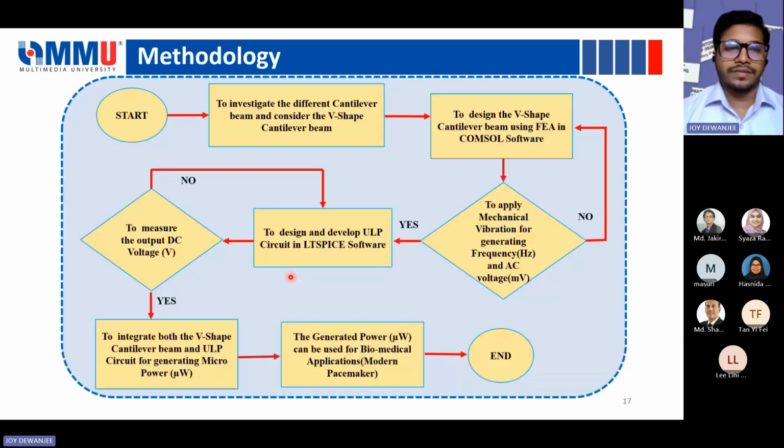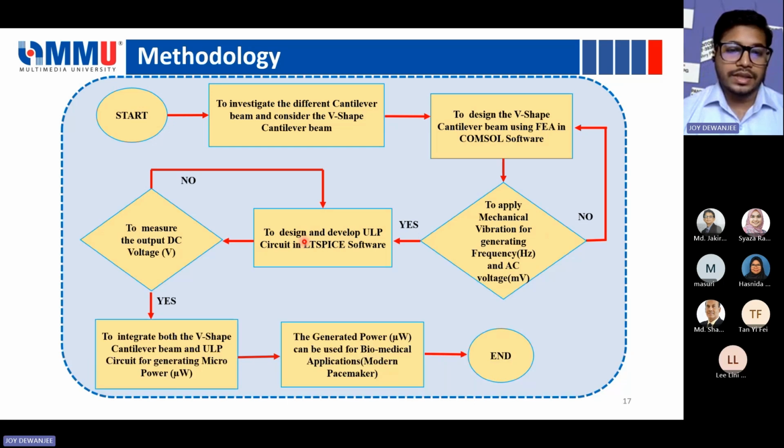In our methodology, at first we started with an investigation of different cantilever beam shapes, and we considered the V-shape cantilever beam. After that, based on the literature survey of the parameters, we considered some parameters and designed the V-shape cantilever beam using the finite element analysis method in COMSOL software. After that, we investigate whether the resonance frequency comes in our range of 0 to 15 hertz. If yes, we go to the next step. If not, then we go back to the first step again.